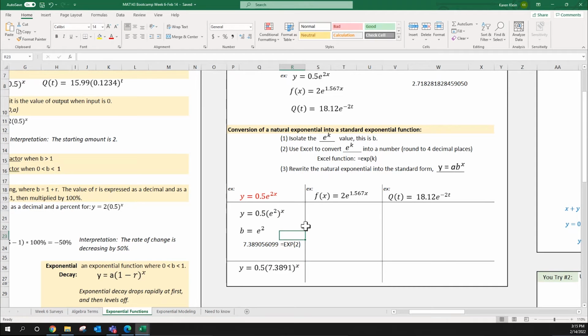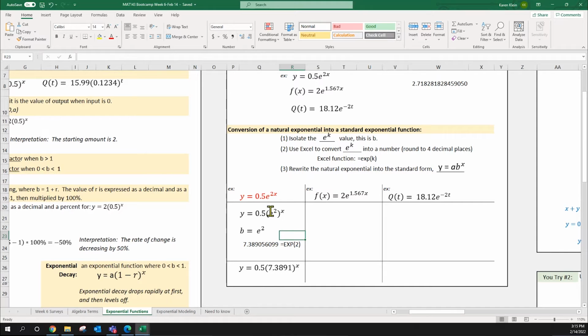We have 0.5 e to the 2x. If I want to write this in our standard exponential form, I'm going to separate the 2 from the x, and I'm going to attach the 2 with the e so that I see that my base is e, its power is 2, and that is going to represent the value b, either my growth or my decay factor.